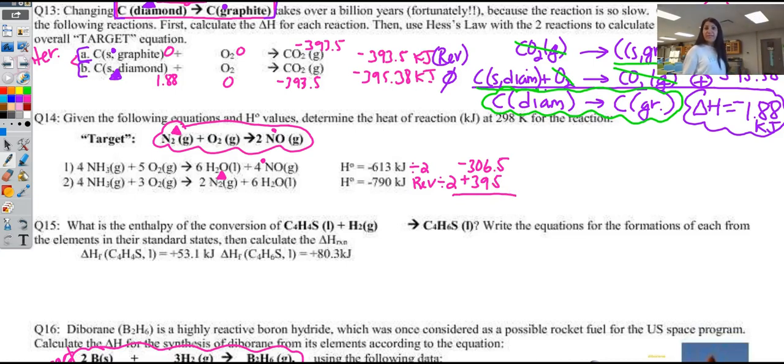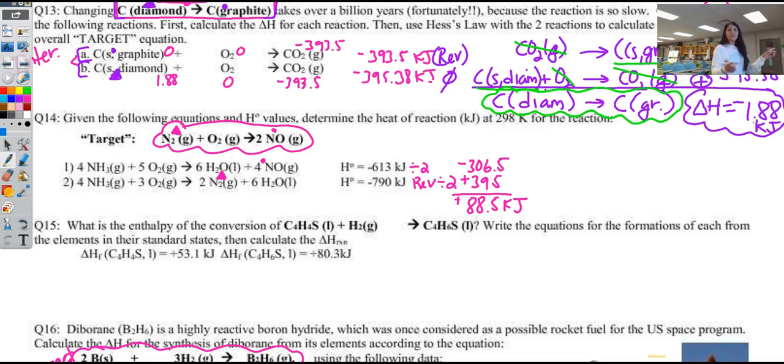Now, once I have these two numbers, all I'm going to do is add them up. It's called Hess's law of heat summation. So I'm going to add my 395 plus my negative 306.5, and my final answer is positive 88.5 kilojoules. Okay, and so then I would say I'm done, I'm all set, it's a multiple choice problem, good to go. Now, what if the wording is show or prove that the stoichiometry works?